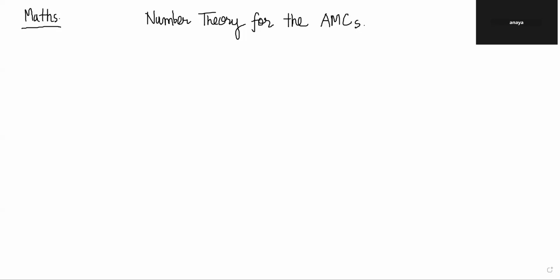Yes. So today we'll be doing some problems which are slightly different. They are going to be problems based on number bases, which is quite common in your AMCs. So the first question is this one.